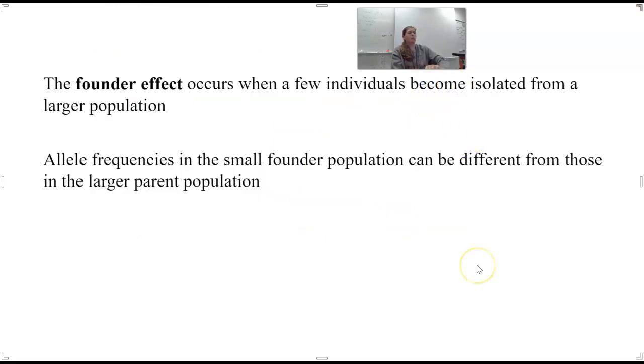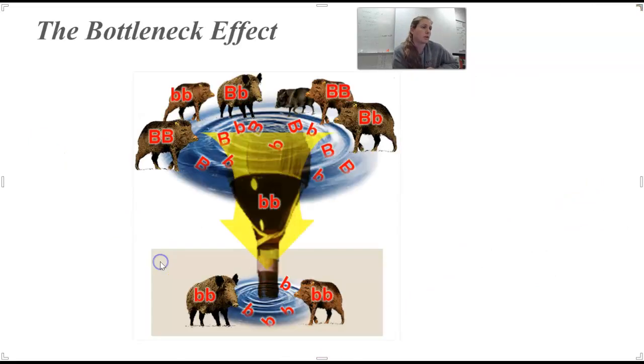Okay. Remember, we're talking about the founder effect is just those individuals are isolated from the larger group. They're leaving the larger group. And so the allele frequencies of the smaller population are drastically different than the allele frequencies of the large population. You'll see overrepresentation or underrepresentation from the initial population.